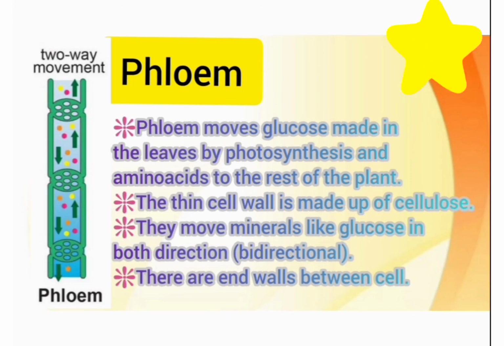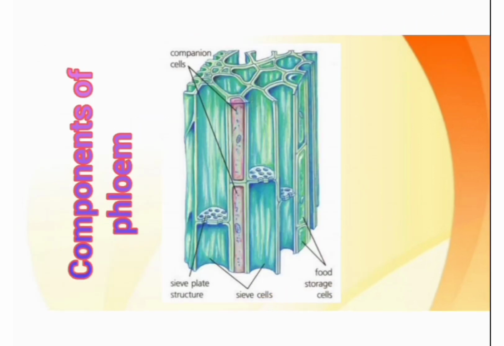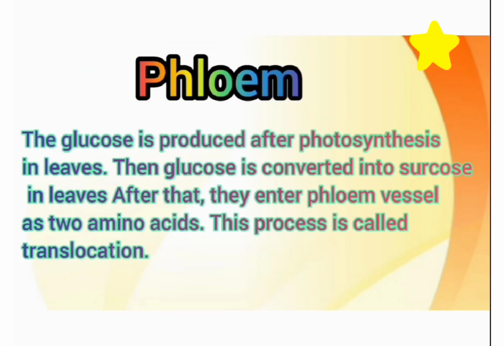Phloem. Phloem moves glucose made in leaves by photosynthesis and amino acids to the rest of the plant. The thin cell wall is made up of cellulose. They move substances like glucose in both directions, which is bidirectional. There are end walls between cells. Components of phloem are companion cell, sieve plate, sieve cells, and food storage cells.